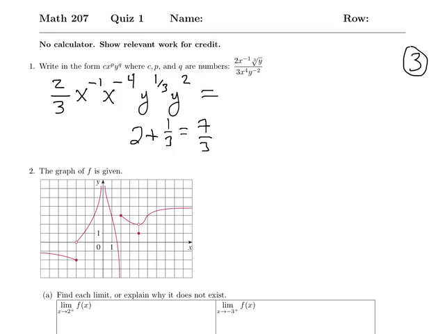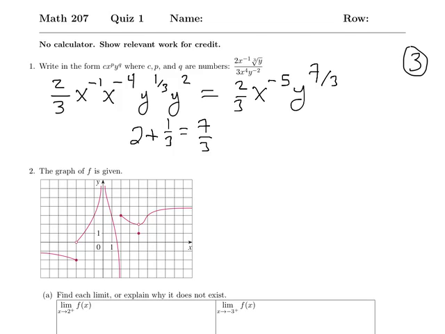Don't make the mistake of multiplying exponents here. A number of people had 2/3 for the answer, 1/3 times 2. But you have to add the exponents when the bases are the same. So this becomes 2/3 x to the minus 5, y to the 7/3.